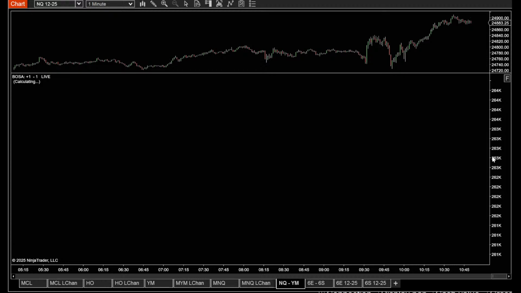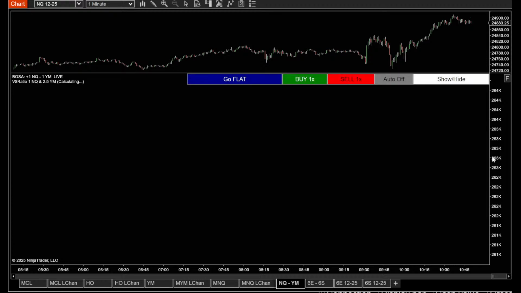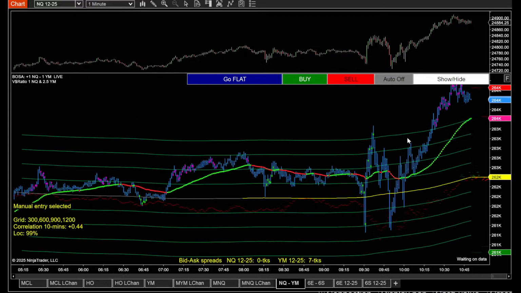Getting a little data problem here. Let's refresh that. So this one I don't think I want to play with, just because the weight is so heavily toward the YM. The NQ is a big mover compared to the YM, and we don't necessarily want to play in that game. It's just a little too much.